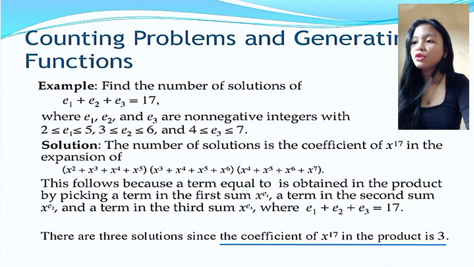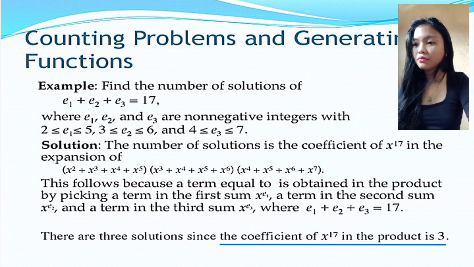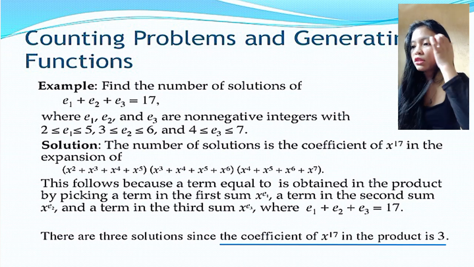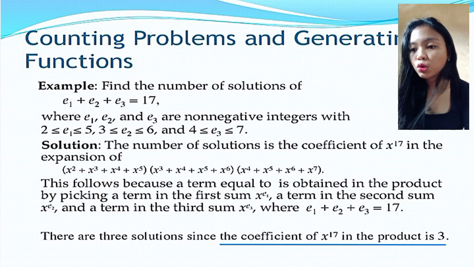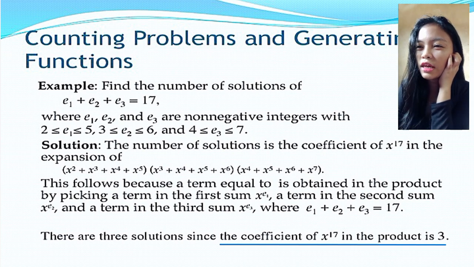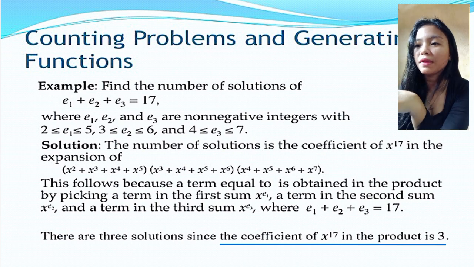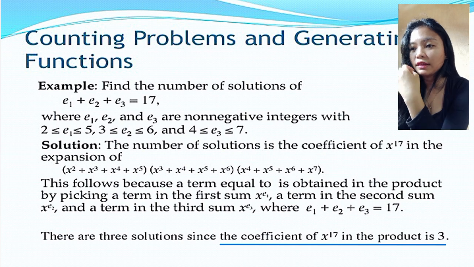Example: find the number of solutions of a_1 plus a_2 plus a_3 equals 17, where a_1, a_2, and a_3 are non-negative integers. The number of solutions is the coefficient of x^17 in the expansion of (1 plus x plus x squared plus x cubed and so on) cubed. As you can see, this is a product of three factors, and the coefficient we want is that of x^17.